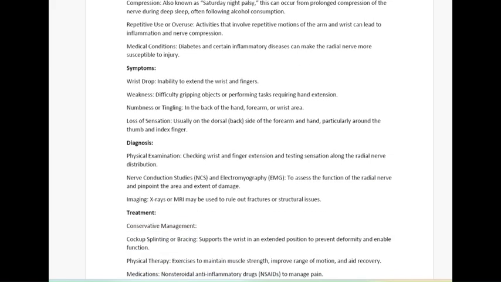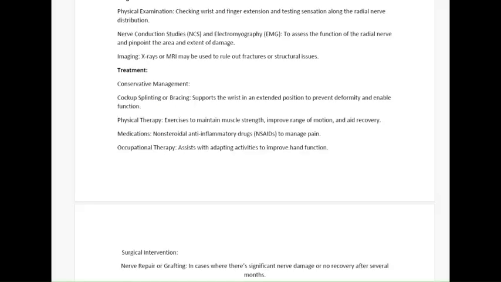The symptoms: the patient might have wrist drop, inability to extend the wrist and fingers, or weakness, difficulty gripping objects or performing tasks requiring hand extension, numbness or tingling in the back of the hand, forearm, or wrist area, and loss of sensation, usually on the dorsal or backside of the forearm and hand.